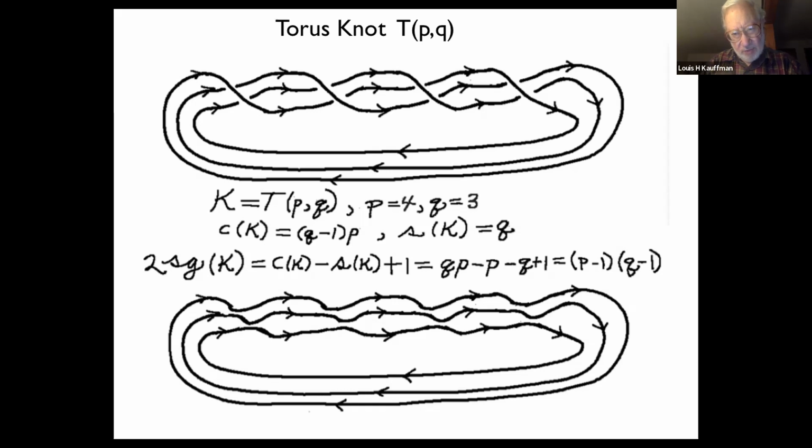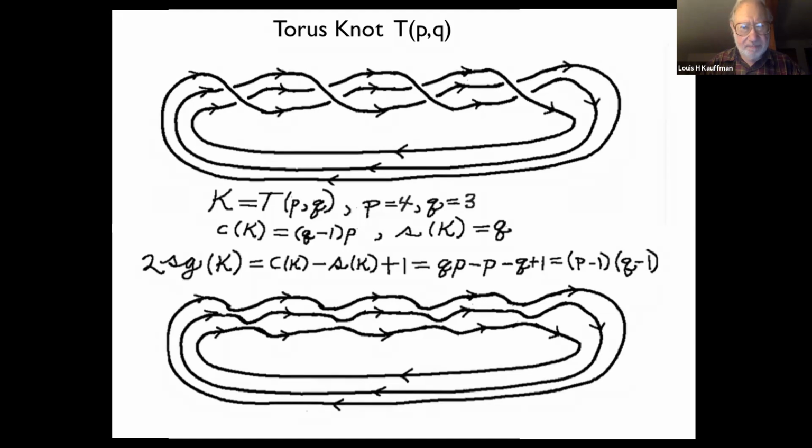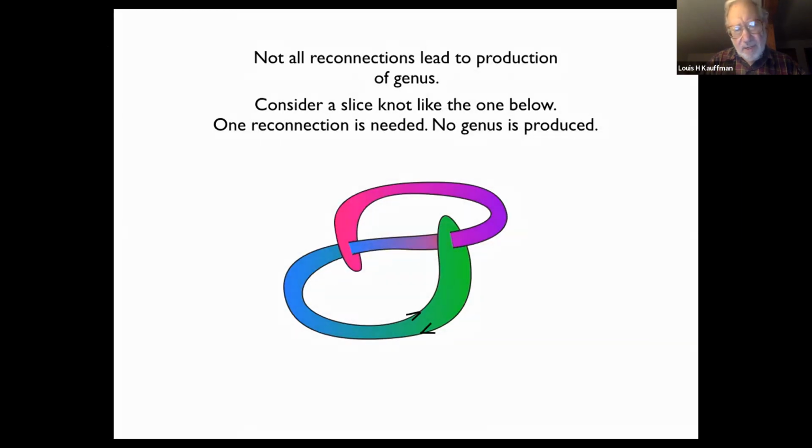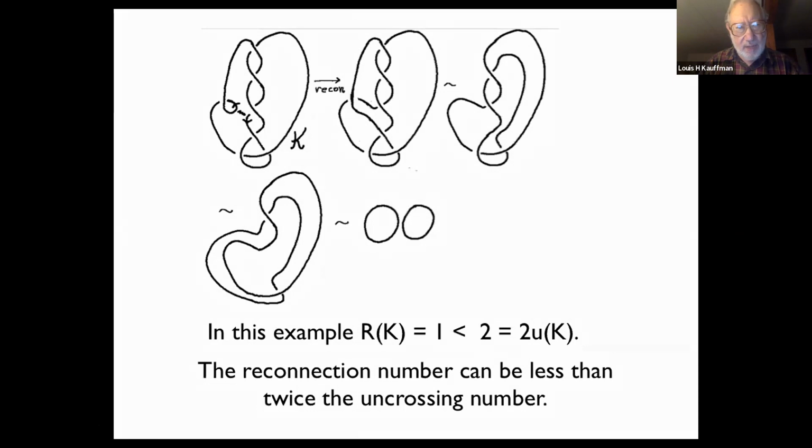So that's how this is related to reconnection numbers. So we know the reconnection numbers of arbitrary torus knots of type P,Q. They are (P minus 1) times (Q minus 1). And if you had a slice knot like this one here, you might not produce any genus, but you can still see what the reconnection numbers are. And you can play around with the different ways in which things are separated.